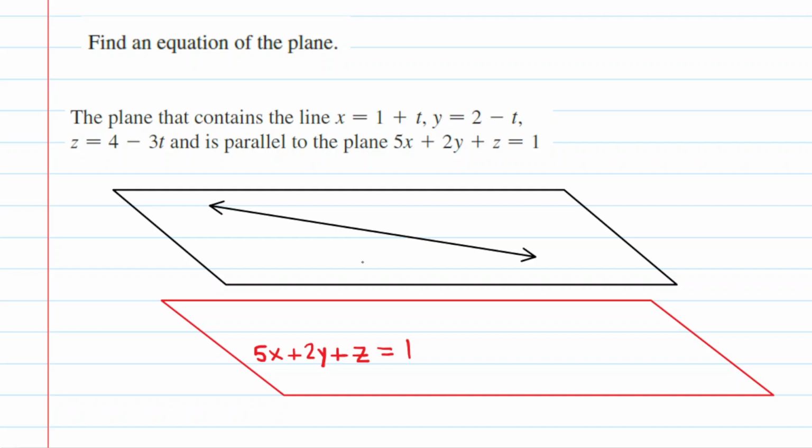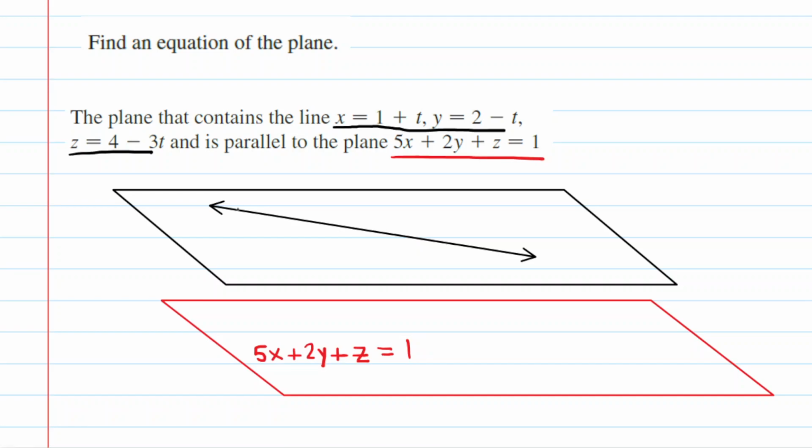So in this question, we have two parallel planes. We're told that the first plane, whose equation we're looking for, contains the line given by the following parametric equations. We've drawn that plane in a black color, and we've drawn a line to represent the line given by those parametric equations. And then that black plane is parallel to this red plane whose equation is given to us.